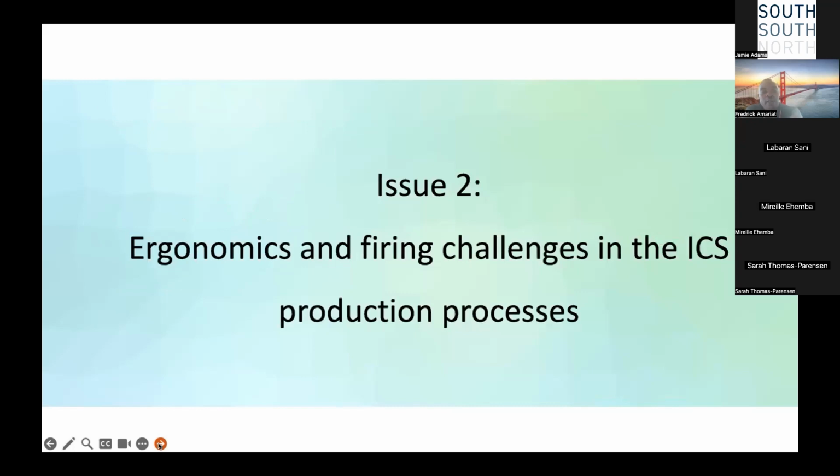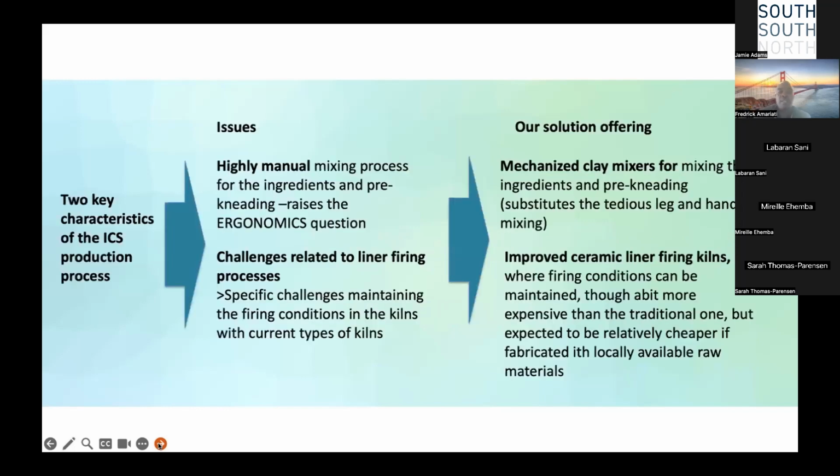So yeah, issue number two for us, which has been coming up, is the issue of ergonomics and firing challenges in this space. Next slide. When we talk about ergonomics, most of us have been to stove production centers, especially those that make stoves from clay, the ceramic liners. You look at the mixing process, this is mostly done by using our feet. What we do is we step on the clay until it achieves some kind of uniformity before we use it for the next processes.